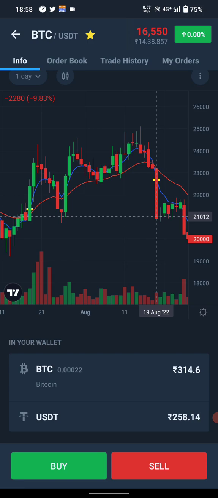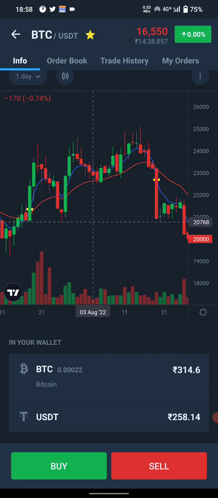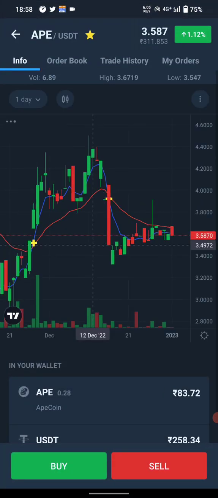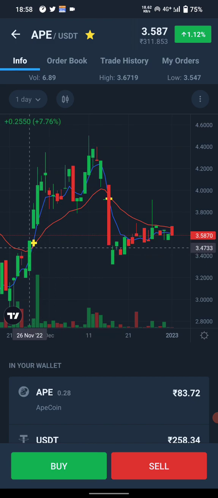And if you want to take some other coins also, you can take whatever coin it can be. You can see here this is a buy position, and this is a sell position.